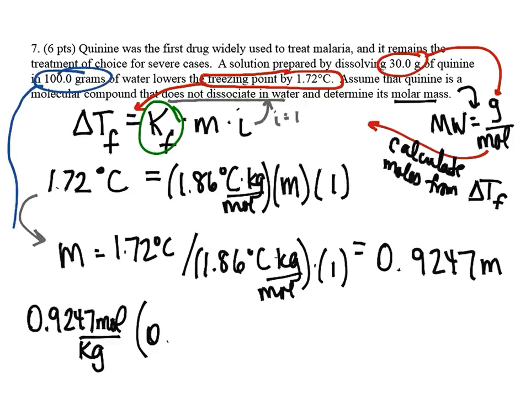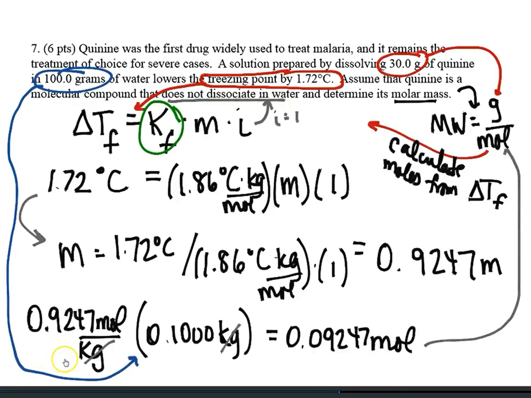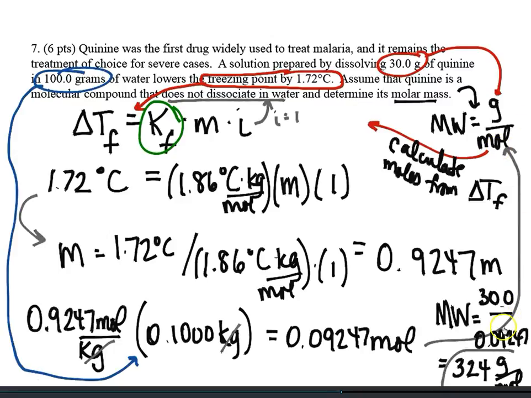So you have 100 grams of water. So that is 0.1000 kilograms. Kilograms cancel, and you have 0.09247 moles that goes here in the denominator. So the molecular weight is 30 divided by that, which gives you 324 grams per mole.